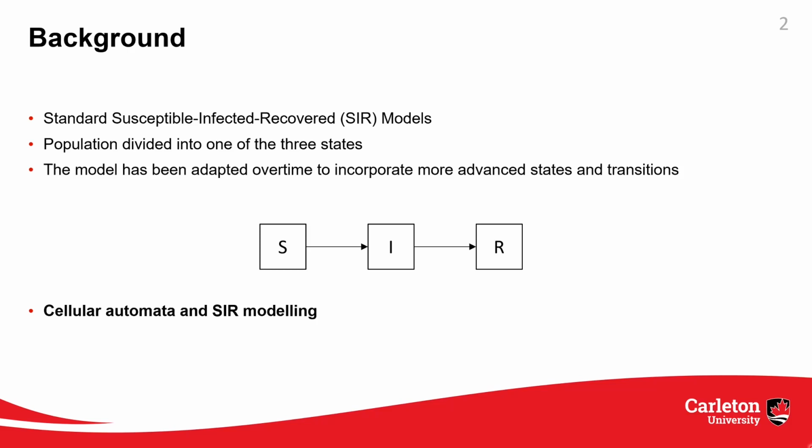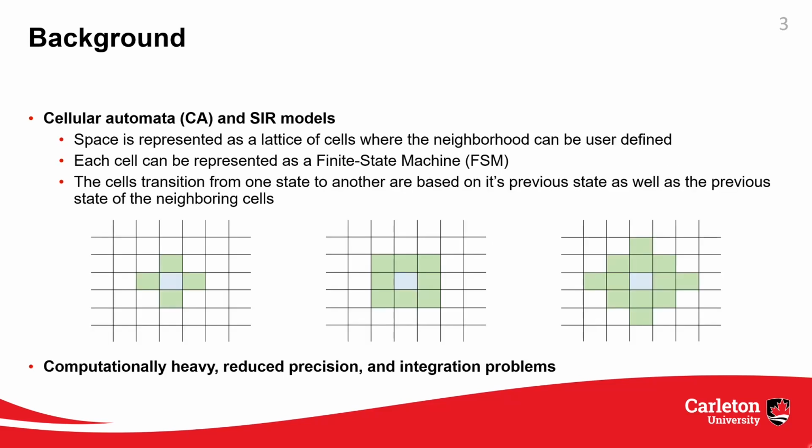Now, the SIR model in today's world has generally been modeled using cellular automata. Cellular automata is a modeling method where space is represented as a lattice of cells where the neighborhood can be user-defined. What I mean by this is we have these three figures here. These are three different types of neighborhoods we might see in a cellular automata model. They can be as simple as this one here, and then we can add a little bit more and more. Depending on what the model needs, we can define different neighborhoods.